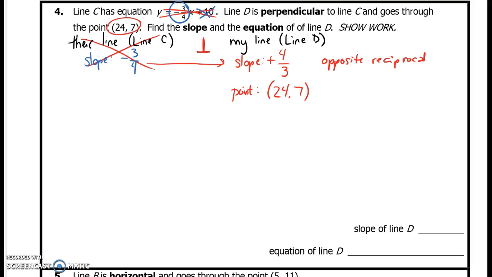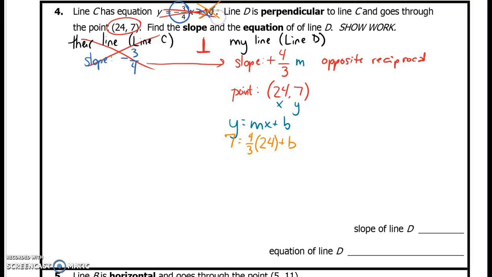Once I have those two pieces of information, a slope and an ordered pair, I'm ready to find the one missing piece. I have an m, an x, and a y. And I know I'm aiming for y equals mx plus b, so I'll substitute what I can. My y coordinate for my point is a 7. The slope of my line, not theirs, but my line, turned out to be a +4/3. My x coordinate is a 24, and my y-intercept, I have no idea what it is.